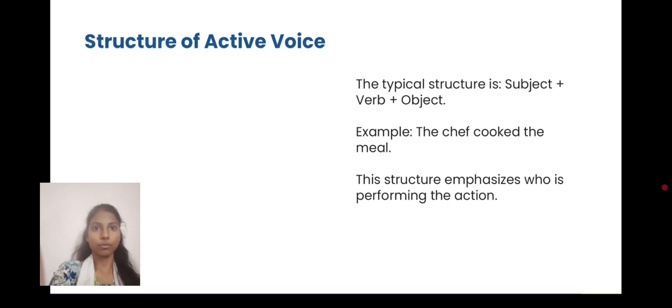Structure of active voice. The typical structure is subject plus verb plus object. Example: the chef cooked the meal. This structure emphasizes who is performing the action.